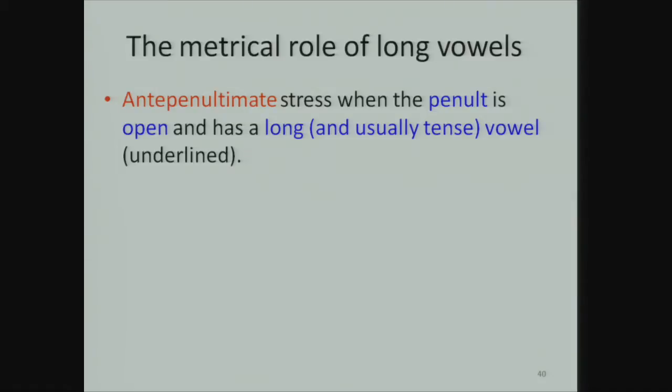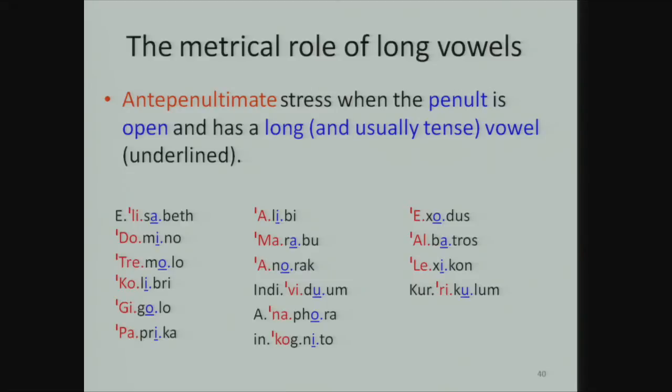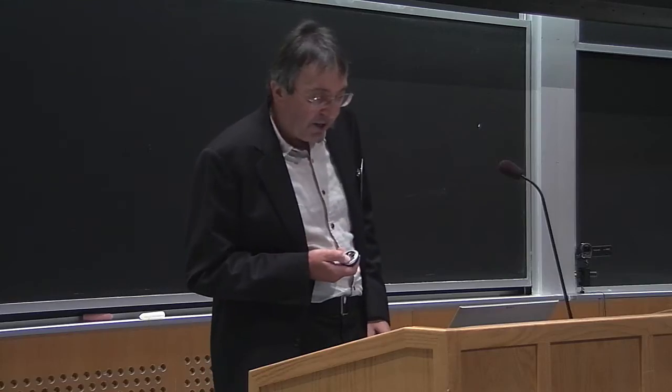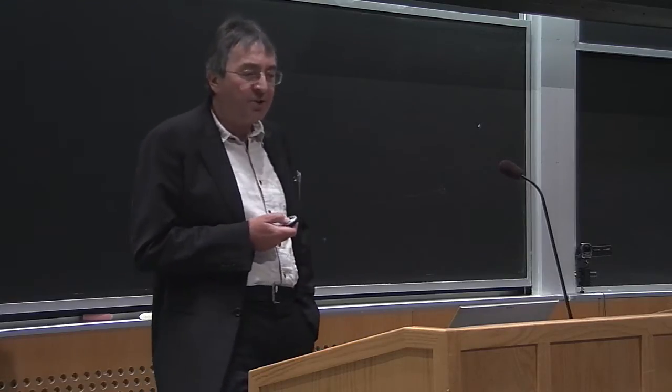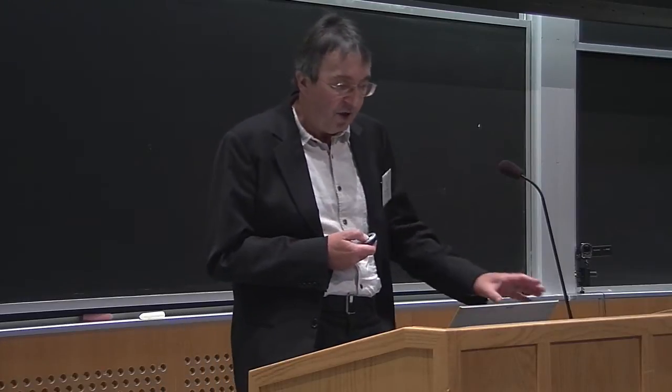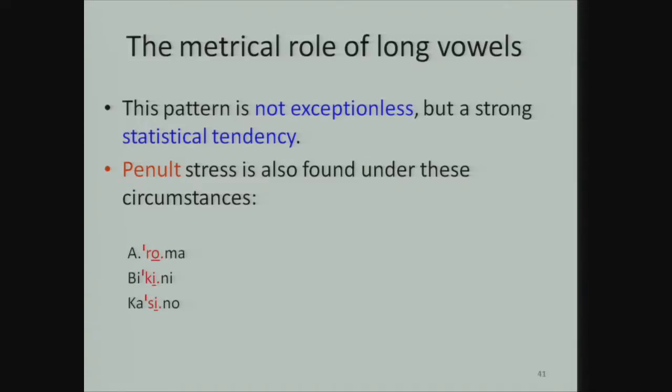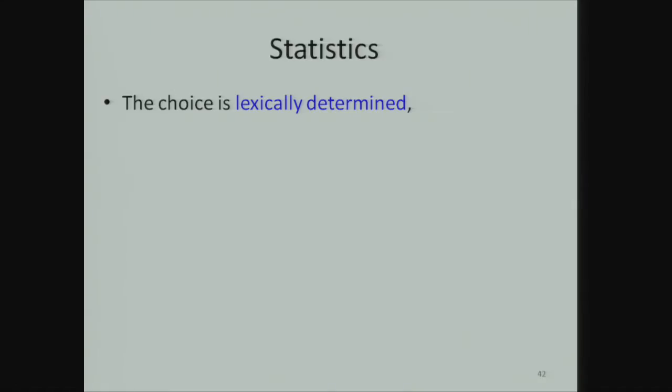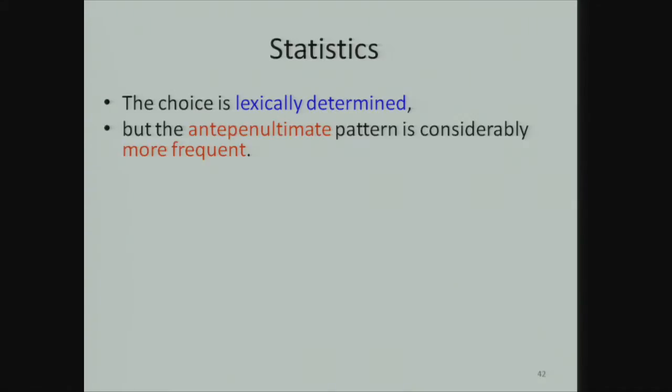So basically, antepenultimate stress when the penult is open and has a long and usually tense vowel, underlined in these examples. So alibi, exodus, albatross, lexicon, antepenultimate stress. The pattern is not exceptionless, but a strong statistical tendency. So penultimate stress is also found. So you find forms like aroma, bikini, casino, but much less frequently. So that statistics is important for our argument. So the choice is lexically determined, but the antepenultimate pattern is considerably more frequent.